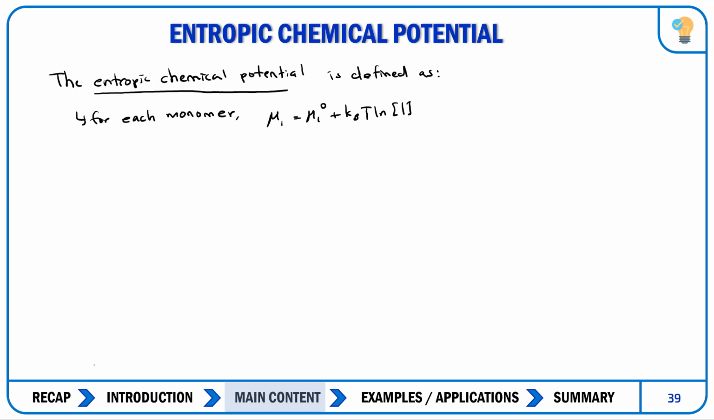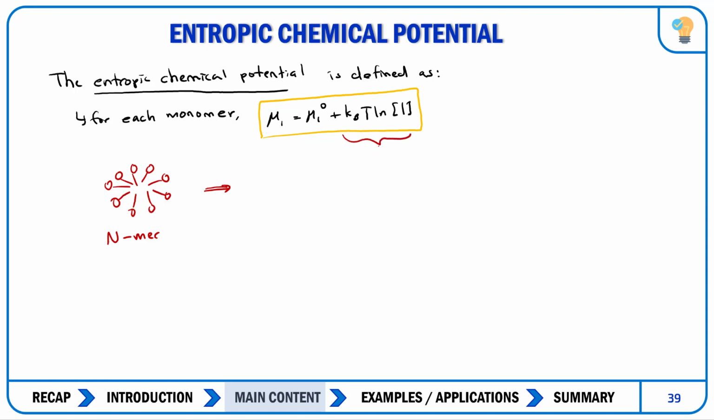So if I want to graphically represent this, I can. So let's just highlight this first. Let's say I have this being my n-mer, and at some point this specific term is simply going to be kBT ln of the concentration of my n-mer.